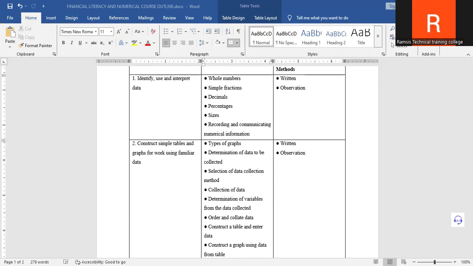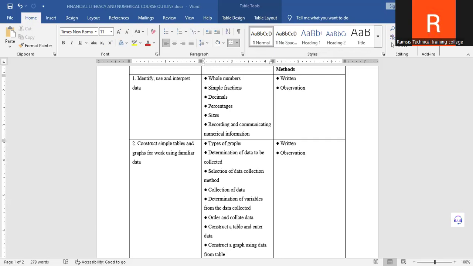So meaning you need to know types of graphs, determination of data to be collected, selection of data collection method, collection of data, determination of variables from the data collected, order and collect data, construct a table and actually be able to enter table and also be able to check the results. Be able to construct graphs using data from a table, be able to check that.